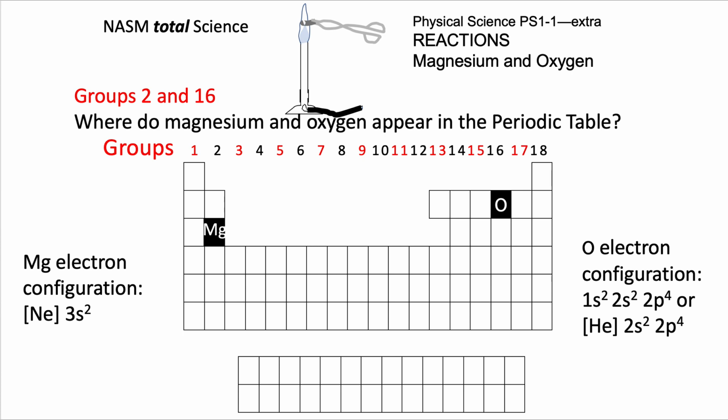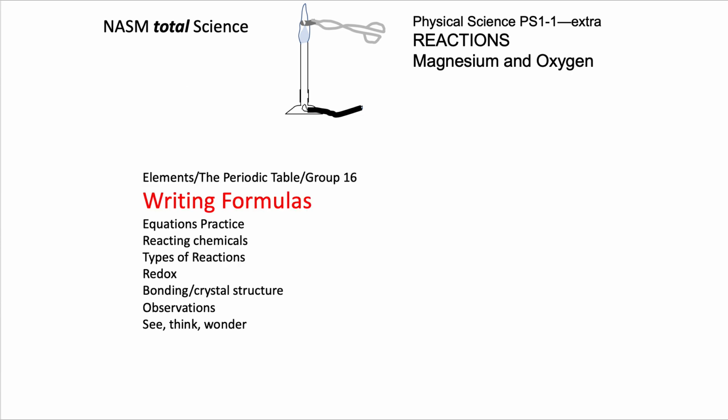We can do the more complicated electron configuration for magnesium and give the neon core, and then we've got 3s2 electrons for magnesium's valence shell. And for oxygen, we've got 1s2, 2s2, 2p4, or if we're looking at the valence shell, helium as the inner full electron configuration shells, and the valence shell 2s2, 2p4.